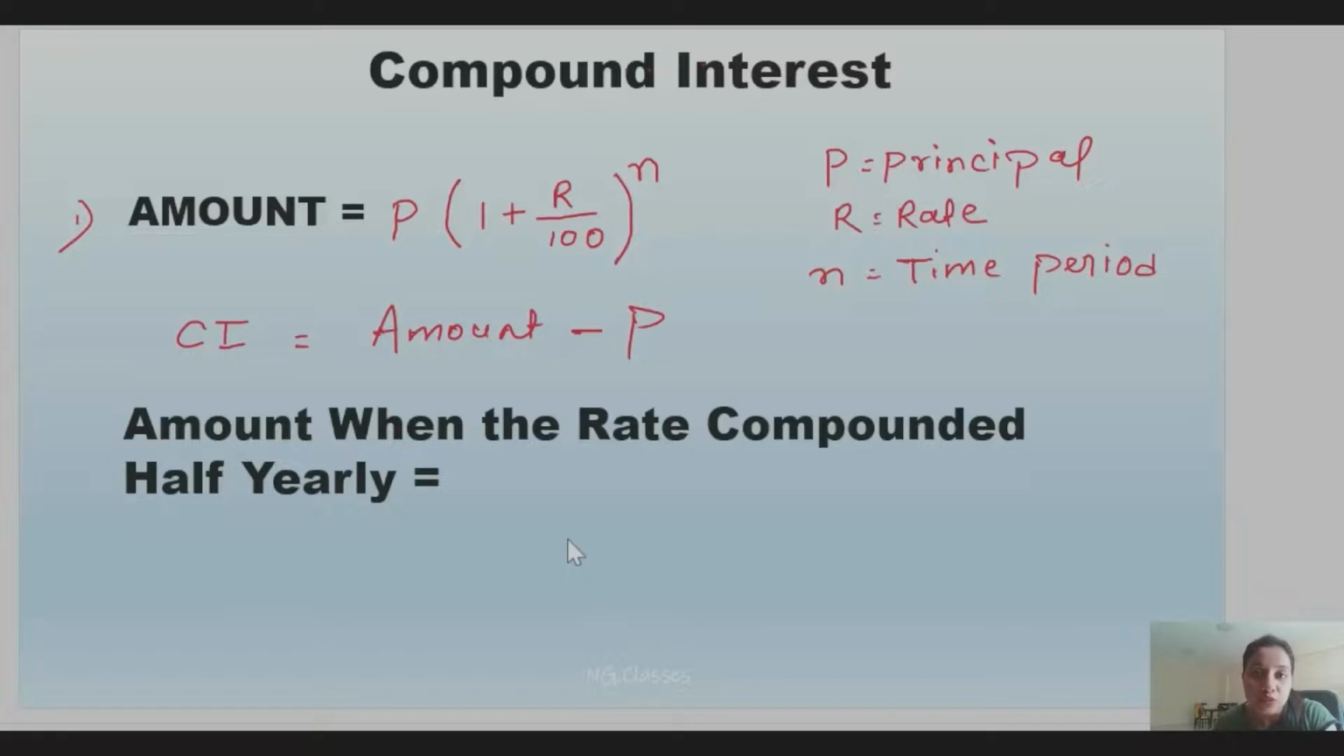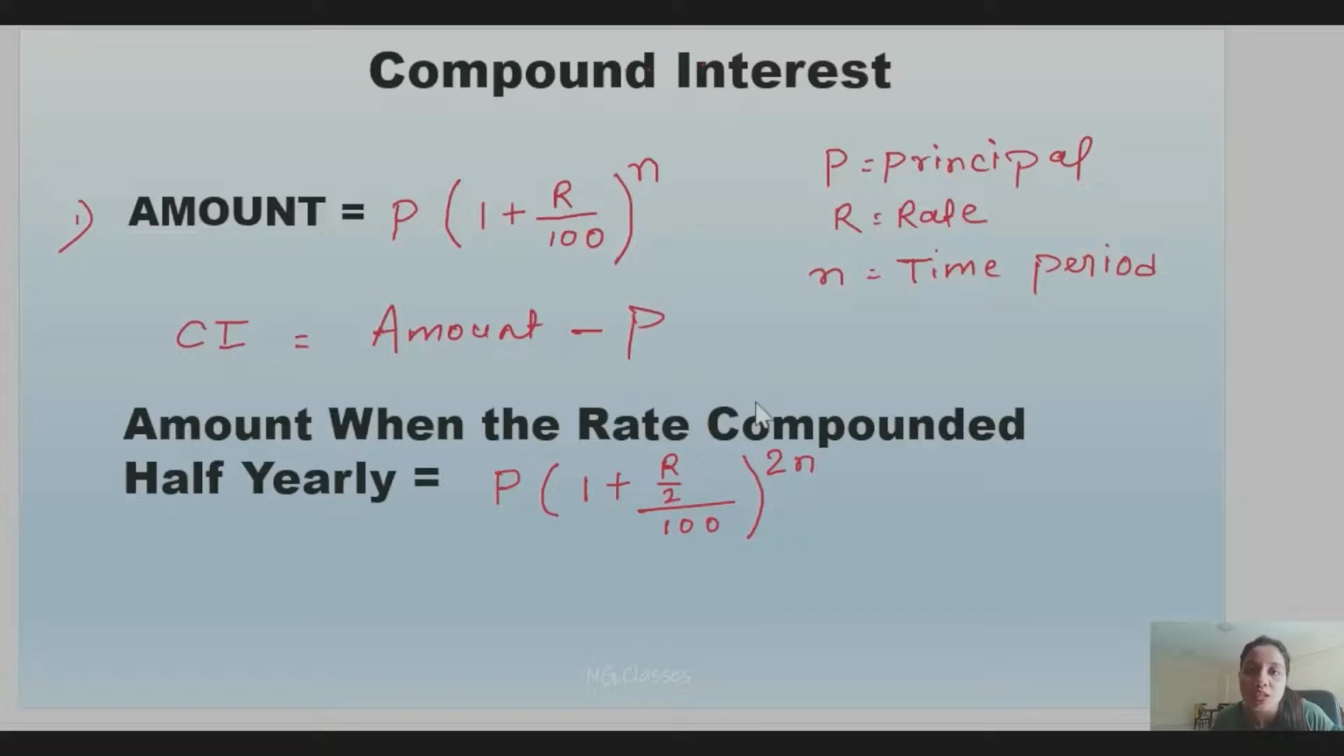When in the question it is mentioned that the rate is compounding half yearly, then we have to slightly change the formula. That means the formula for this case will be principal in bracket 1 plus R divided by 2 by 100 whole power twice of n. So this is the formula when the rate is compounded half yearly.